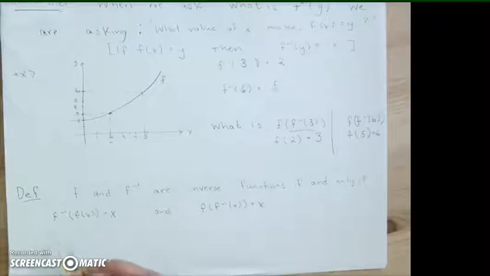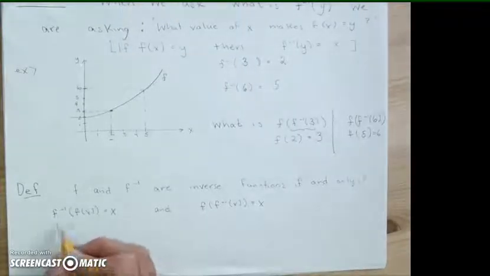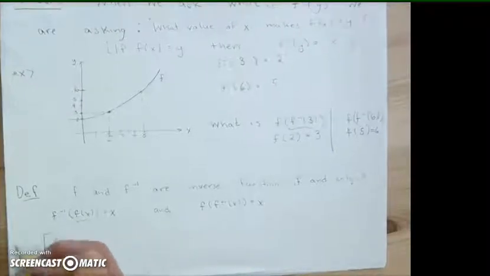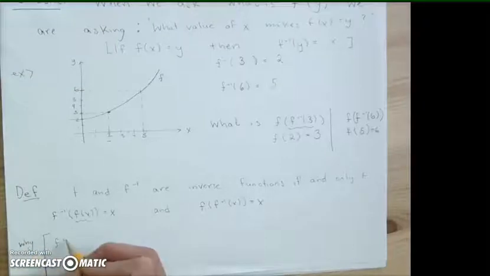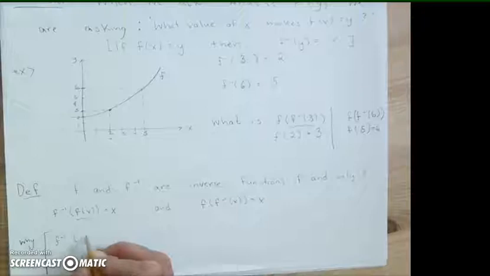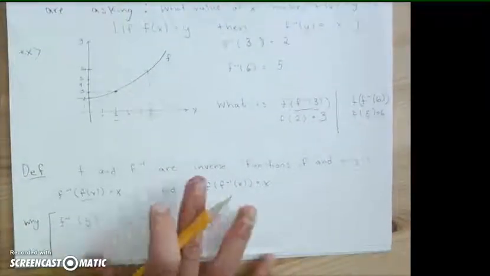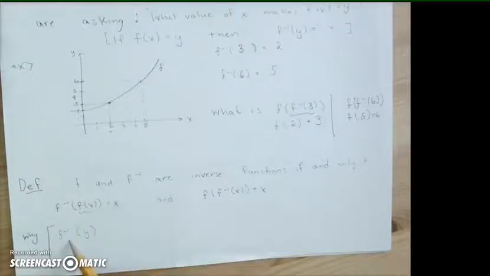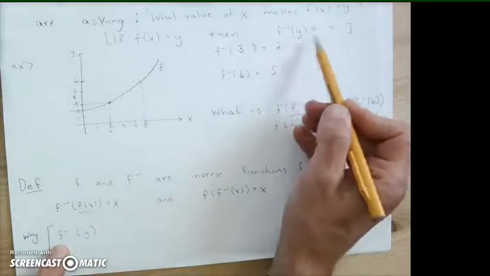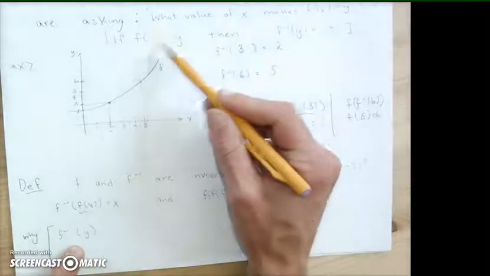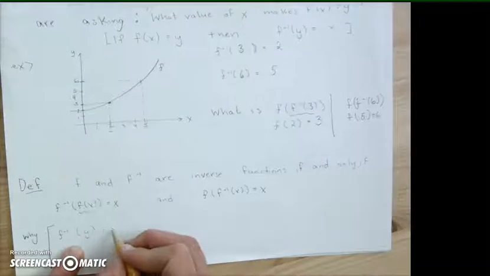So let's see why this is true from our old definition. So f of x is going to be some value of y. So I'll be looking at f inverse of y. But from our old definition, f inverse of y is x when f of x equals y. So that's just x again.